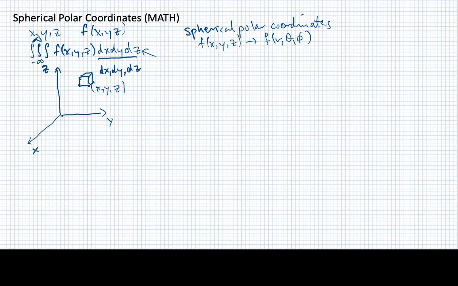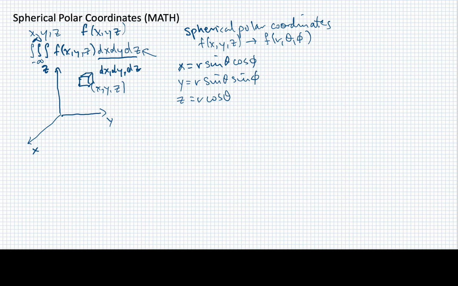Now, to do this, let me first introduce what these spherical polar coordinates are. Okay, they can be defined as x is equal to r sine theta cosine phi, y is equal to r sine theta sine phi, and z is equal to r cosine theta.